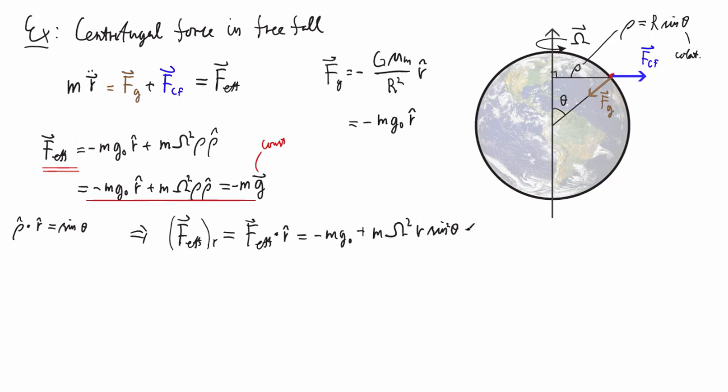And we can write that as minus m g radial. So g radial is therefore g naught minus omega squared R sine squared theta.